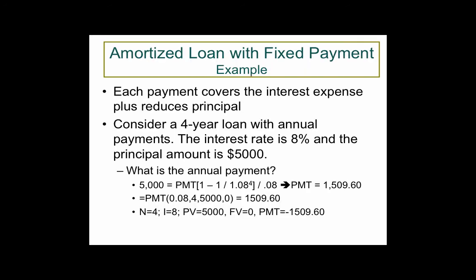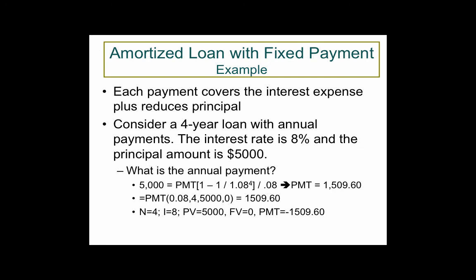We can also look at an amortized loan with fixed payment. In this case, each payment is going to cover the interest expense plus reduce the principal, and this is very much like a mortgage. I have a mortgage, and a lot of people have mortgages if they're trying to buy homes because they don't have the money to pay for it outright. Maybe they put 20% down, and then they're going to have an amortized loan where they're going to pay a mortgage payment, but most of that's going to go towards interest up front, but slowly over time you're going to cut into that principal and eventually pay off the whole principal. So let's look at an example.